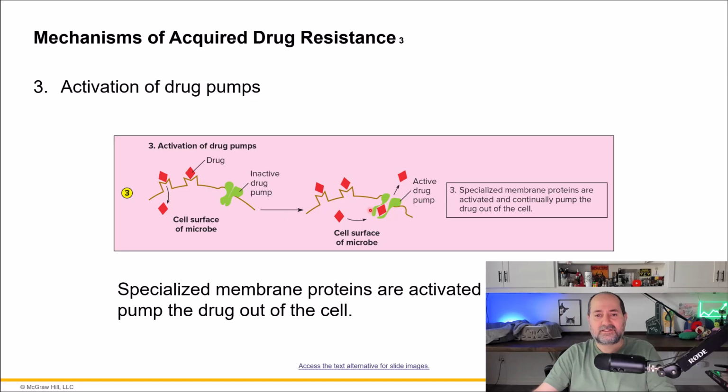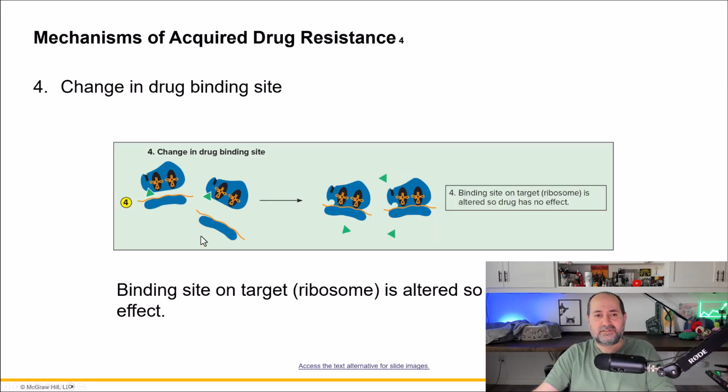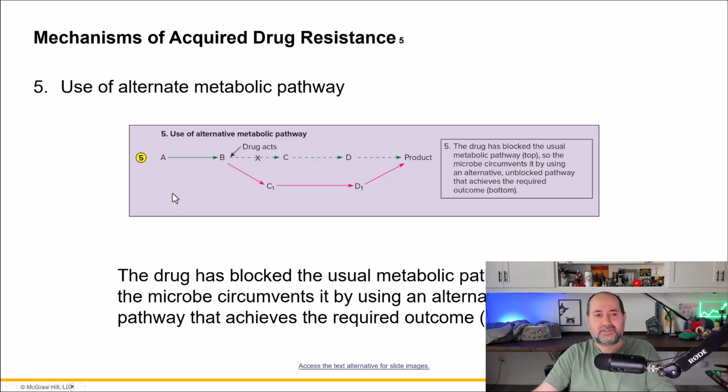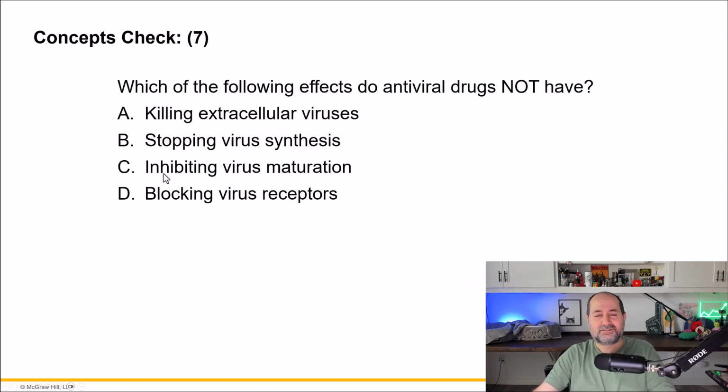Another one is to actively pump the drug out of the cell once it gets inside. Yet another is to cause an adaptation where there's a mutation changing the binding site of the drug. And lastly, forming an alternative metabolic pathway in the case of something like a sulfa drug that blocks a particular metabolic pathway. So concept check number 7, which of the following effects do antiviral drugs not have?